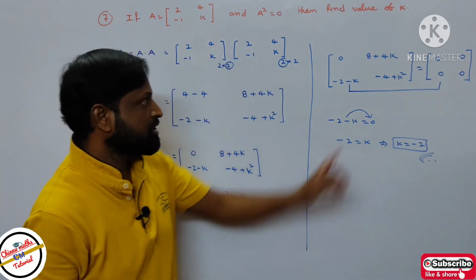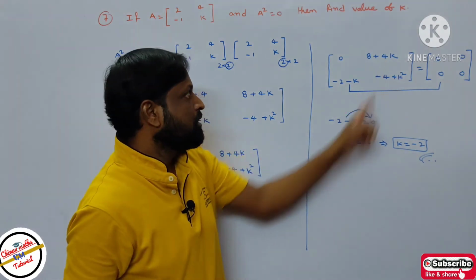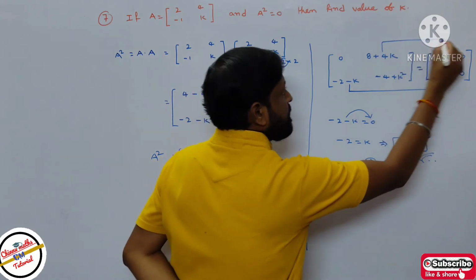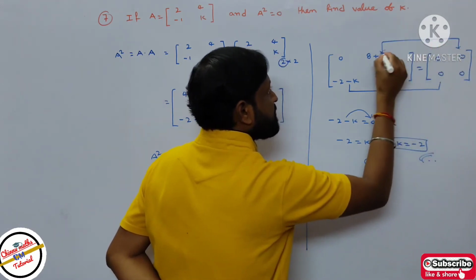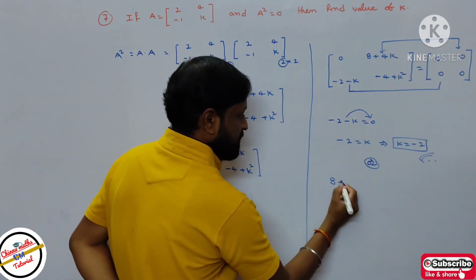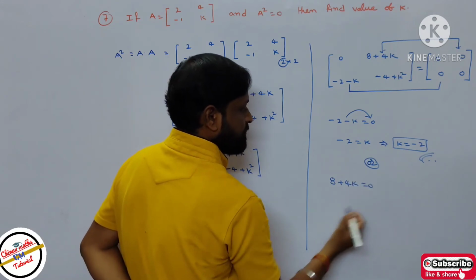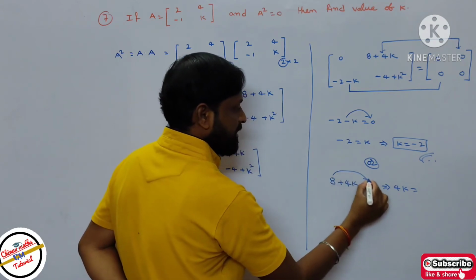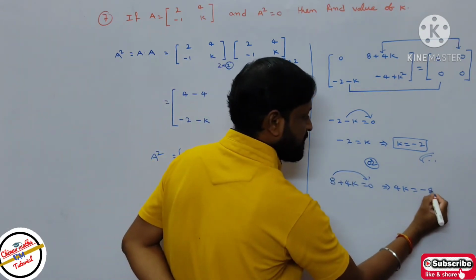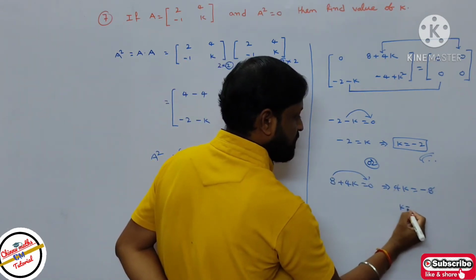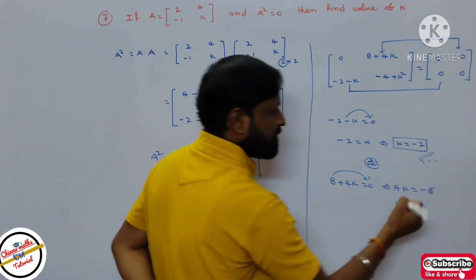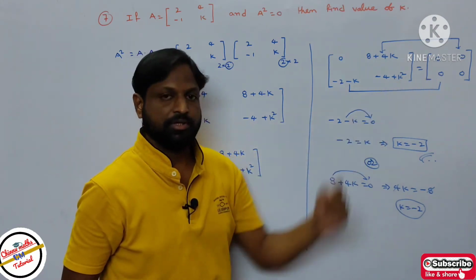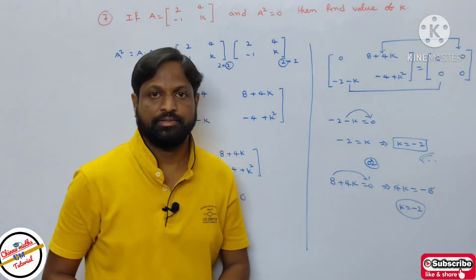I will take one more. Suppose you take these corresponding elements as equal: 8 plus 4K equal to 0 implies 4K equal to minus 8. 4 ones are 4, 4 twos are 8, so K equal to minus 2. Both give the same answer. If you take any corresponding element equal to 0, then the K value is equal to minus 2.